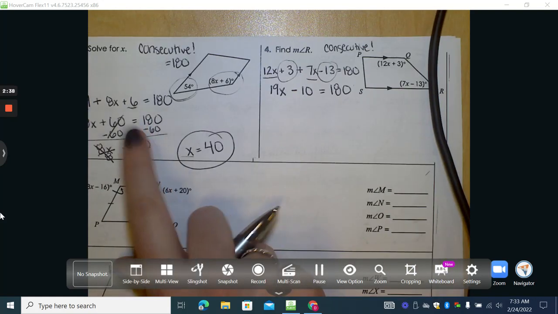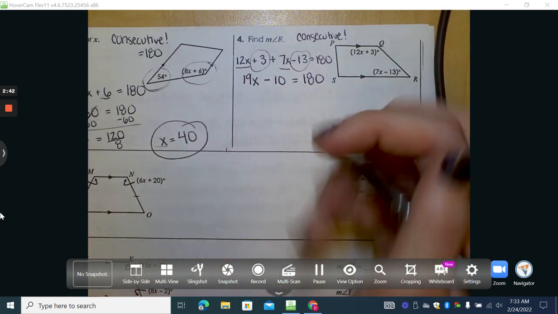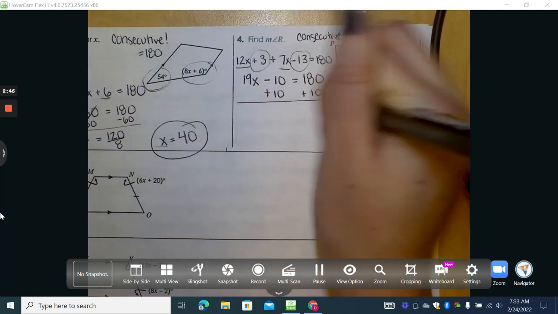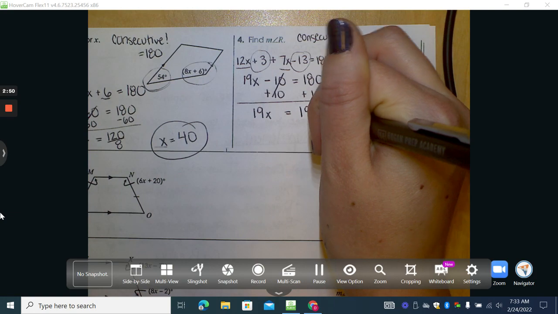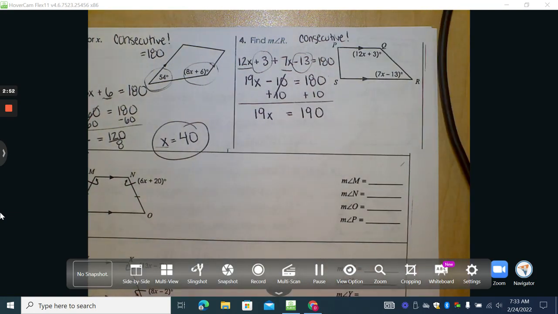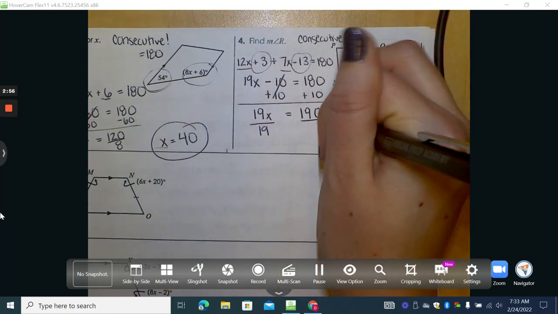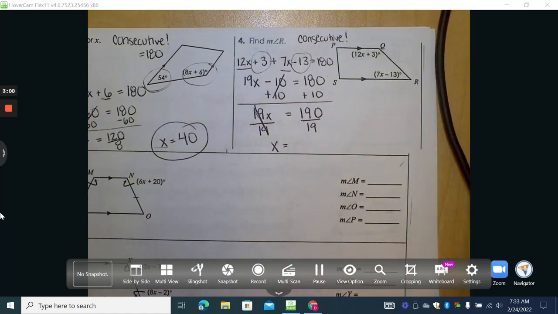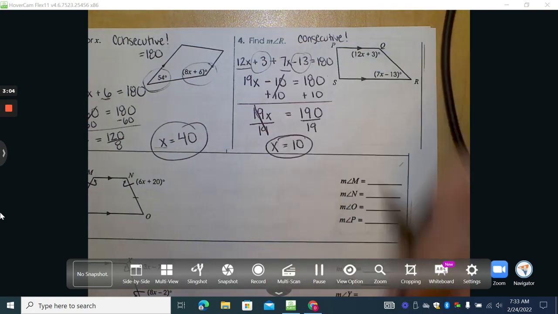And I'm going to do the same process I did over here. I want to get x by itself. So the opposite of minus 10 is plus 10. And I got 19x equals 190. And then dividing by 19, I have x equals 190 divided by 19 is 10.